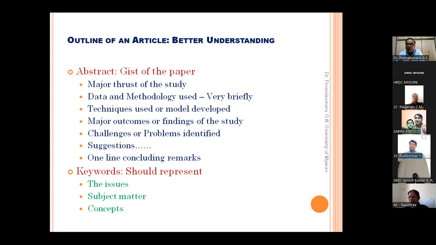So the abstract should be a reflection of your paper. Therefore, only after the completion of the research article can you write the abstract.